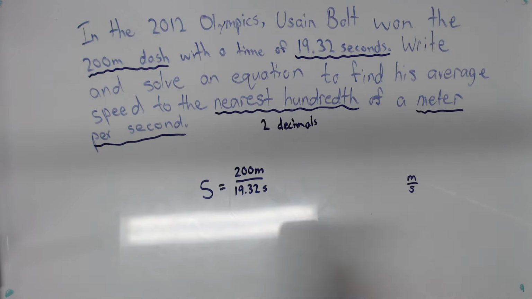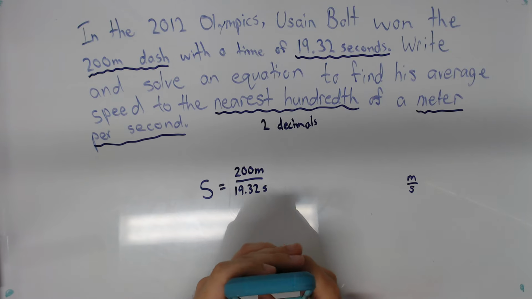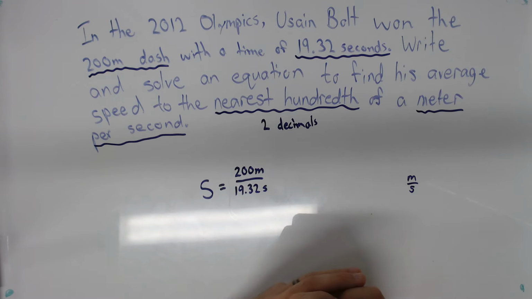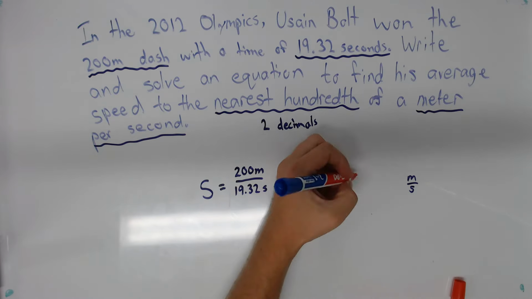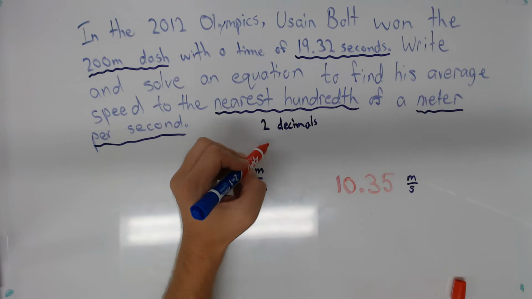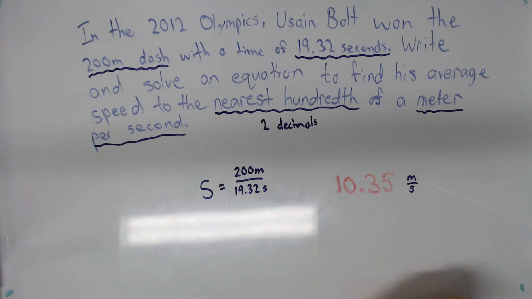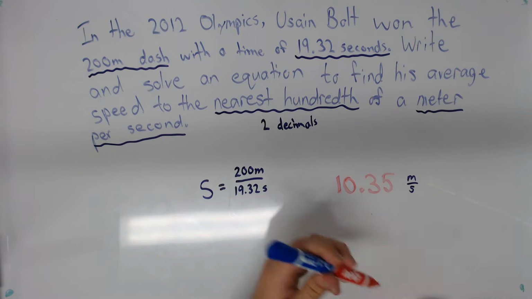If we divide 200 by 19.32, we'll get our answer. So we'll whip out our handy dandy phone calculator that I'm going to expect you guys not to use. And we get 10.35. Again, I used 2 decimal places because that's what the problem asked for. So S equals 10.35 meters per second.